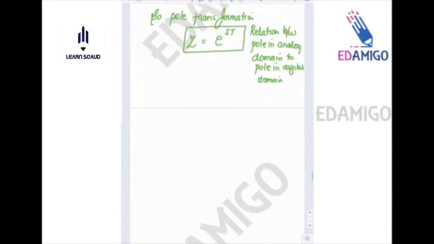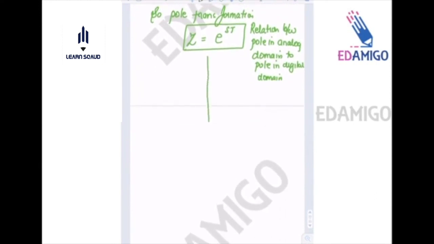Now we can see that since z is written as r e to power j omega, where omega is the digital frequency, it is equal to e to power sigma, the real part of s, the analog frequency, times T. So r e to power j omega is equal to e to power sigma T e to power j Omega T. So r is equal to e to power sigma T, and e to power j omega is equal to e to power j Omega T.